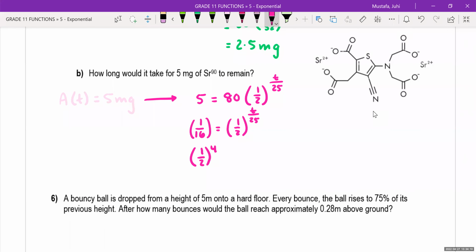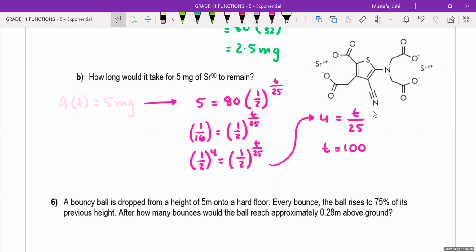1 over 16 can be replaced by a half to the power of 4, which is going to be equal to a half to the power of T over 25. And then remember what I told you in the previous question, when the bases are the same, you really just need to look at the exponents. So from this step, it's basically going to be 4 is equal to T over 25, and T is going to be equal to 100. And the units we have to use is years. So 100 years.